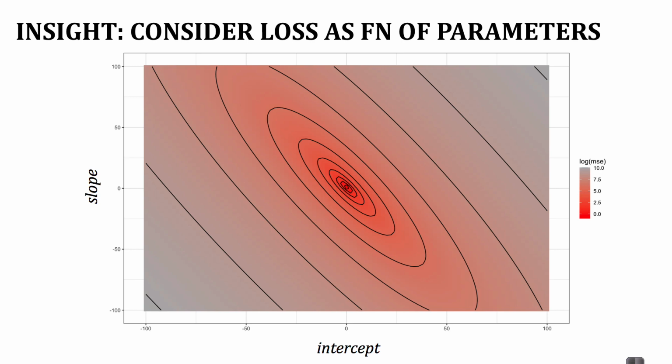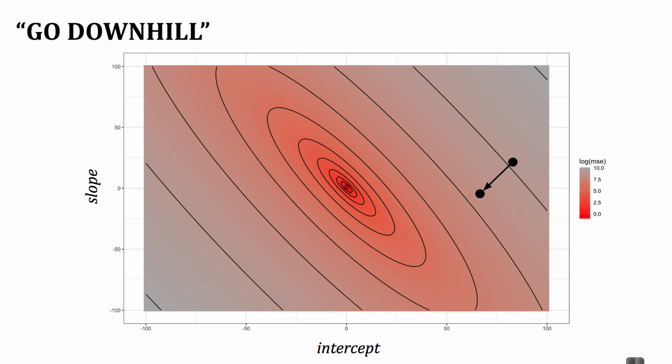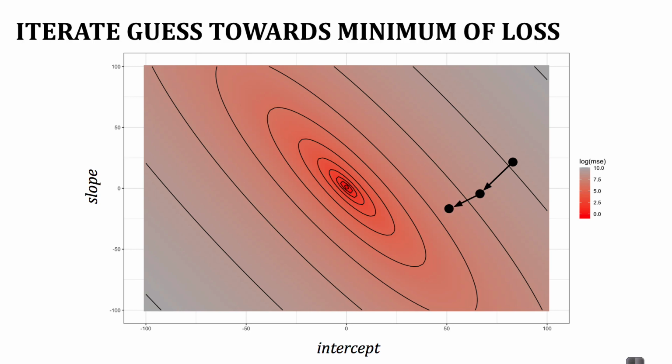To do that, we're going to start with a guess, and now, instead of picking our next guess randomly, we're going to go downhill. We're going to follow the contour of the bowl towards the middle. So if we roll downhill a little bit, our next guess is going to be here, okay? And then if we iterate this procedure, we're going to get closer and closer to the minimum of the loss until we actually get down into the center of that bowl.